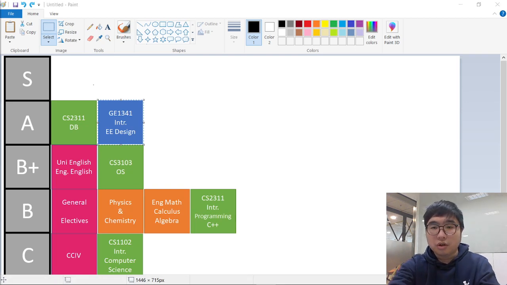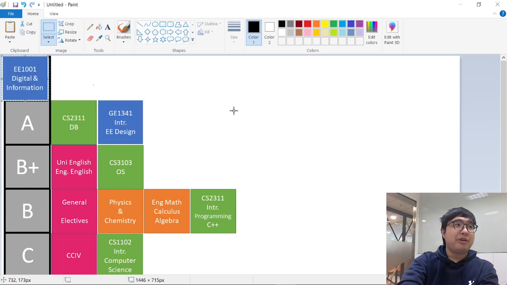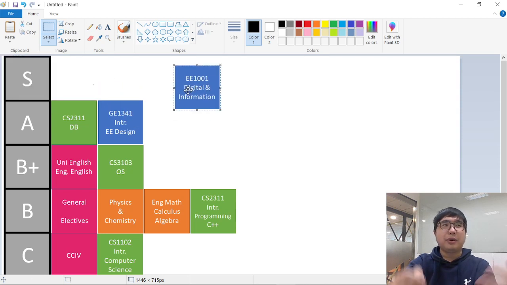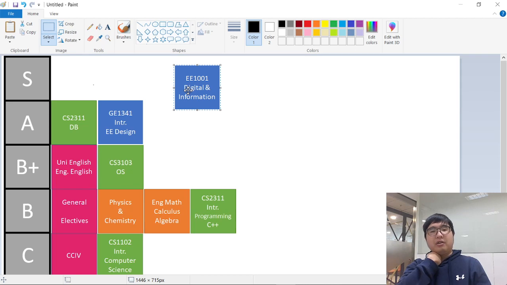Yeah. So the next one is one of the other introductory courses in EE. It is more of a theory related course. It's about digital and information. So you learn about how all the data, everything is stored in zeros and ones, and how to transform a binary number into a decimal one.